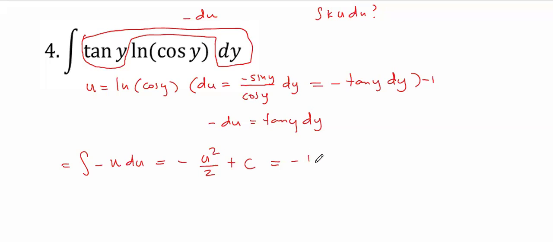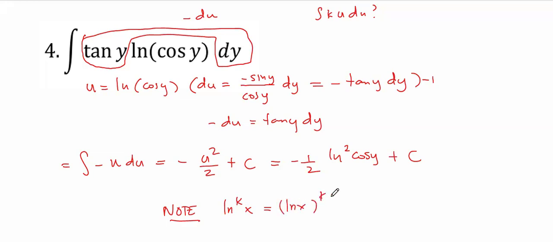Or this is negative 1/2, and then what is our u? It is ln cosine of y, quantity squared. So you can simply insert the exponent here, and then plus c. So take note of the following. The power of a trigonometric, inverse trigonometric, and logarithmic function. So ln square, in general, ln upper k of x, when the exponent is inserted, this is ln of x quantity raised to k.